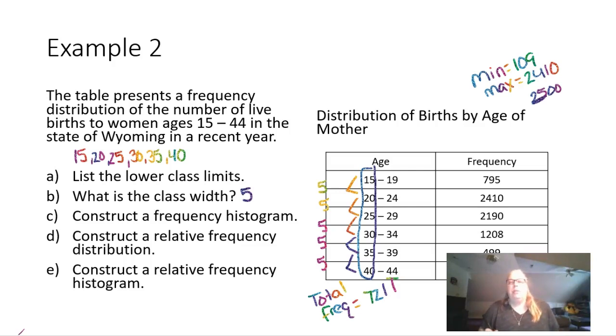Okay, the relative frequency is just the frequency of each category divided by the total frequency. And so what I normally do is I will add in another column over here, the relative frequency. And then remember, we're just going to do 795 divided by 7,211. And I'm going to round this out to 3 decimal places. And this is going to give me 0.110.